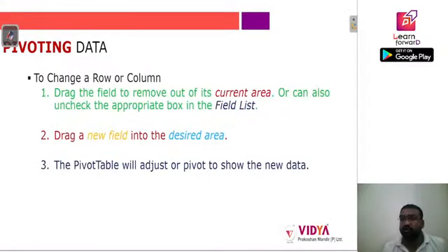And let's say if you want to change your row or column, I have already shown you, sorry for that. What we have to do is simply drag the field out of its current area, or you can also uncheck the appropriate box in the field list.